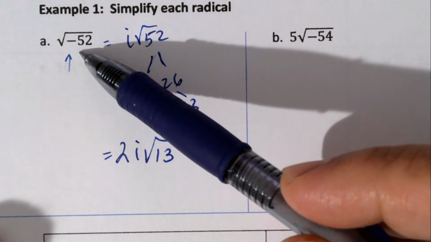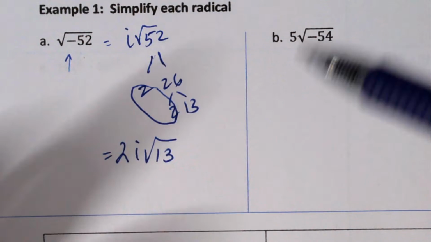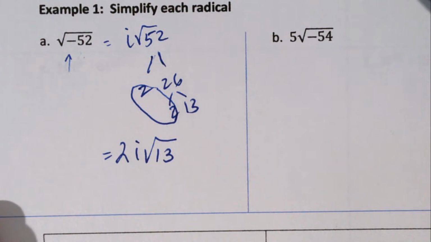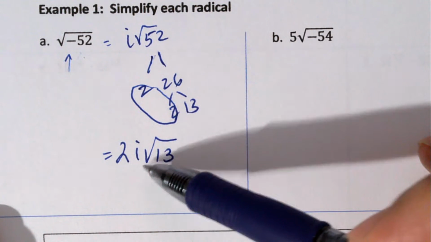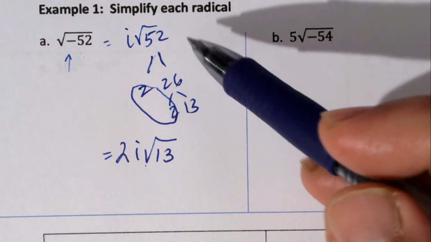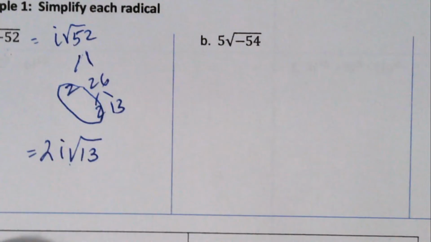The only thing that's different from what we've been doing is you deal with the negative sign first. You must deal with the negative sign first, no matter what the situation is. Take the negative sign out, put an i in the problem, or i is part of your solution, and then deal with the rest of the problem. So that's example 1A. Let's look at example 1B.